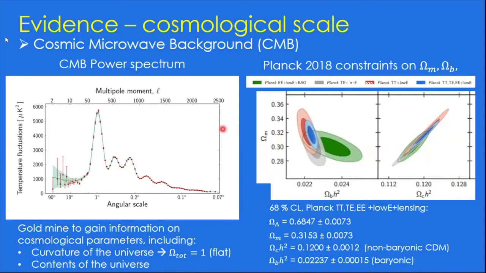The most recent constraints on some cosmological parameters, given by Planck 2018, are given here for omega lambda, omega matter, and omega cold dark matter times the reduced Hubble constant squared, and also omega baryon times h squared. Note here that the density parameter of non-baryonic matter is around 6 times that of baryonic.